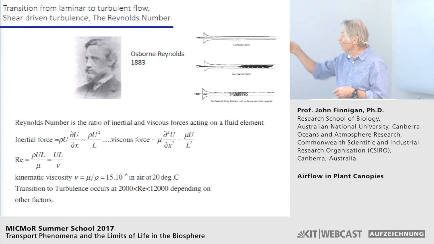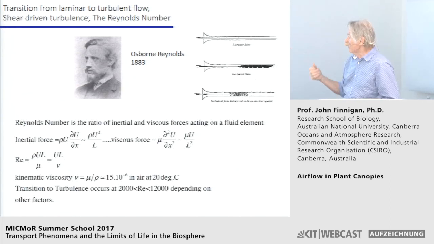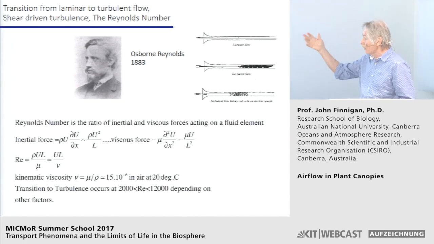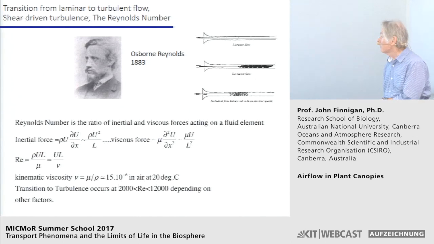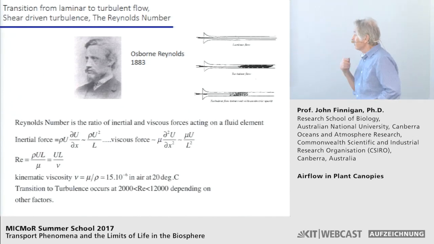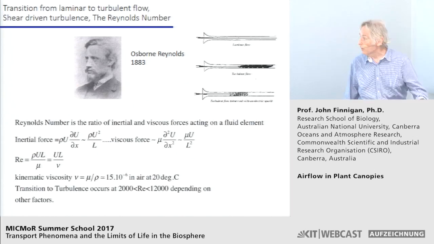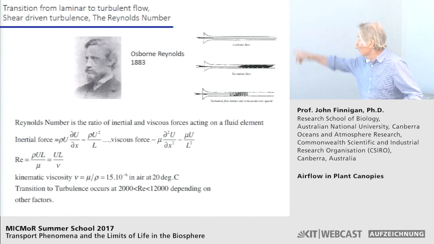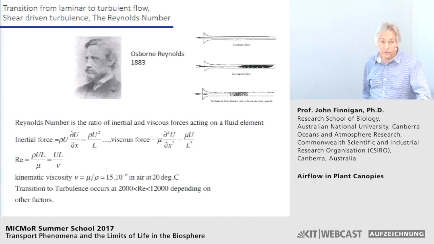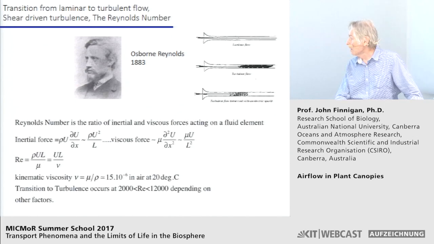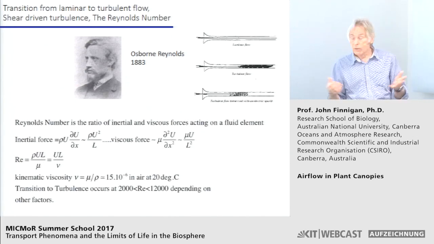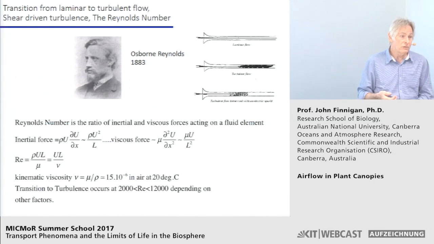So the inertial force is of order the density times the gradient of velocity, or the acceleration, spatial acceleration. So it's of order rho times the square of the velocity divided by a typical length scale of the flow. And the viscous force is the viscosity times the second derivative of the velocity, which is of order mu u on L squared. And if you take the ratio, you get the Reynolds number, which is the velocity times the typical scale of the flow, it will be the diameter in Reynolds' experiments, divided by the kinematic viscosity, which is the ratio of the viscosity and density. Now we know the kinematic viscosity is a very small number, like 15 times 10 to the minus 6. And so this transition to turbulence occurs at Reynolds numbers somewhere between 2,000 and 12,000, depending on other factors.